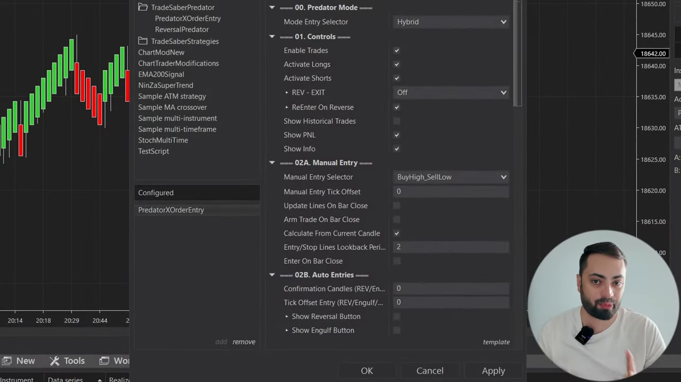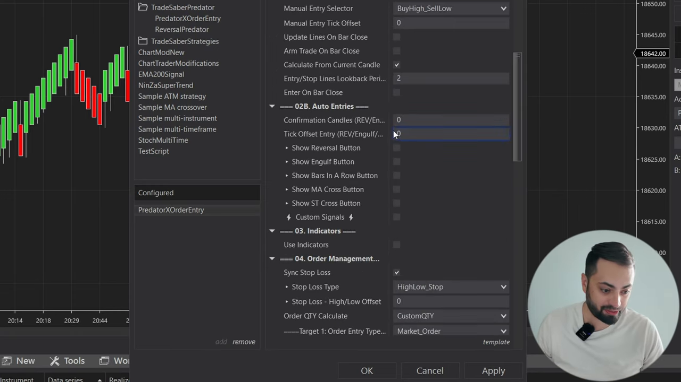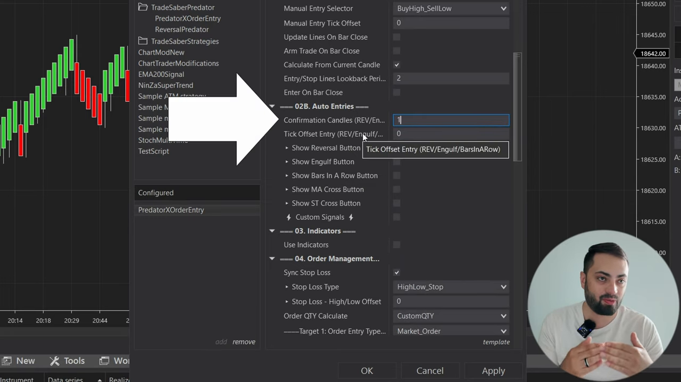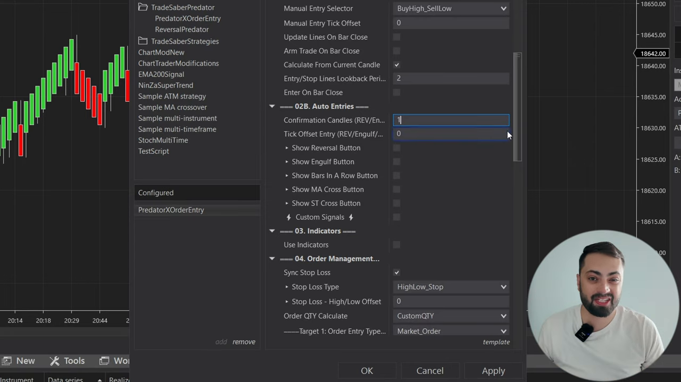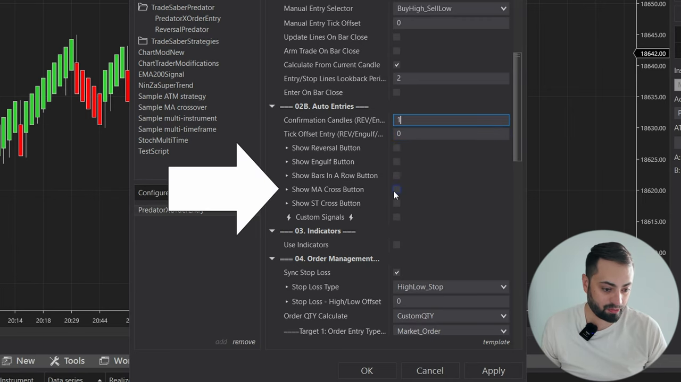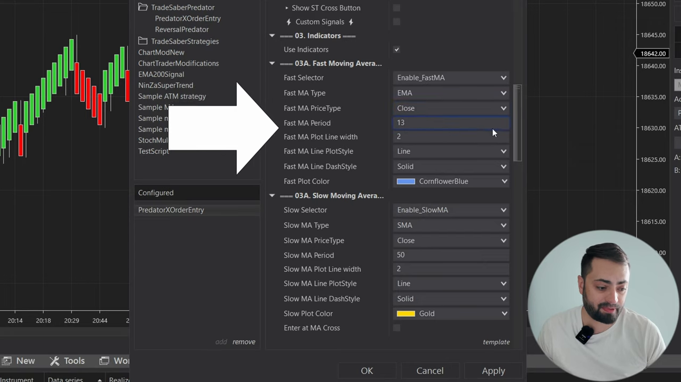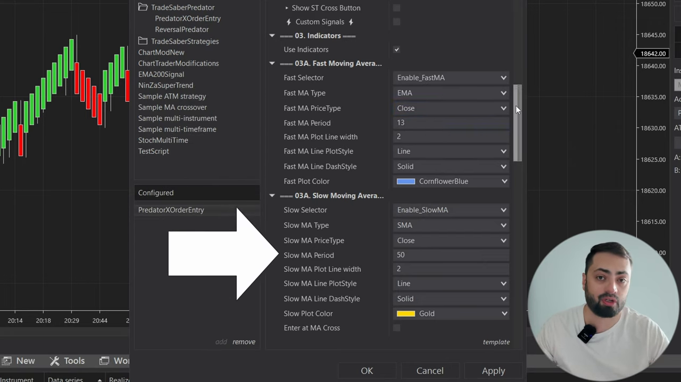All right, so here I have the Predator loaded and we're just going to recreate the same settings from the template. For most of my strategies, I like to usually have at least one confirmation candle. That just adds one more candle in the same direction after your entry point. It just gives you a little bit more confirmation that your entry is valid. Next, I'm going to select the Show MA Cross button. And this is just going to reveal the moving averages that you're going to use for your crossover entry.